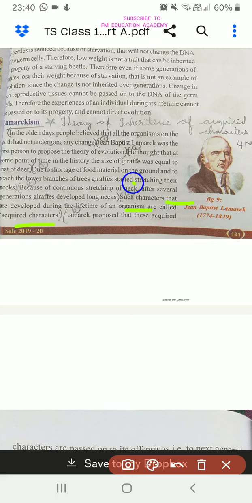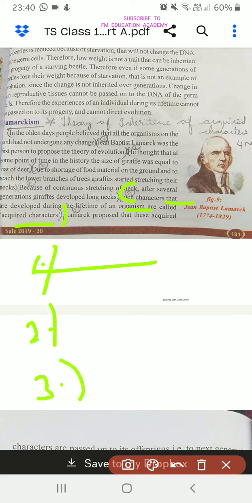Okay, you should write in points. Number 1, first point, then second point, then third point, like I have mentioned here in the textbook: 1, 2, 3, 4, 5, like that. Then we have the fifth point.